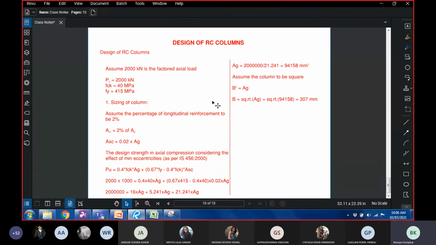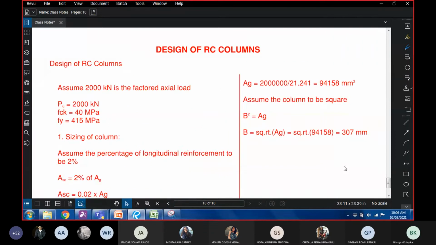So what would you choose the dimension to be? If approximately you are getting 307, what dimension will you provide? Come on, not a very difficult question. You cannot give in your drawing a 307 by 307 column. You'll have to approximate it to something in multiples of 25 or 50. So what dimension will you provide if it is 307?